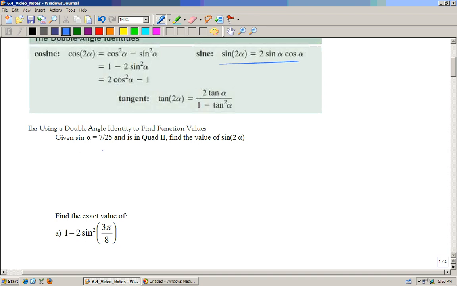So if you notice up here, we have sine of 2 alpha is equal to 2 times sine times cosine. So we already know the given is sine is equal to 7/25, so you can plug that in for sine of alpha. Cosine, remember the Pythagorean triple of 7, 24, 25. In quadrant 2, cosine is negative, and the adjacent side would be 24, and the hypotenuse is still 25. So you can build a little right triangle to find that, or you can know the Pythagorean triple. When you multiply all this together, the 2 times 7 times negative 24 is negative 336, and 25 times 25 is 625.